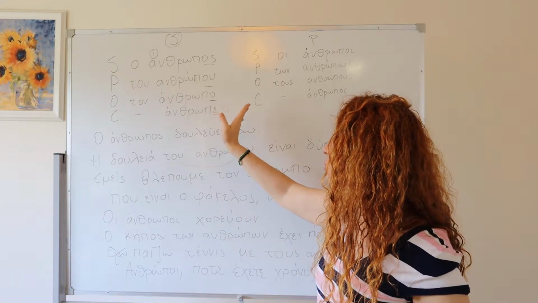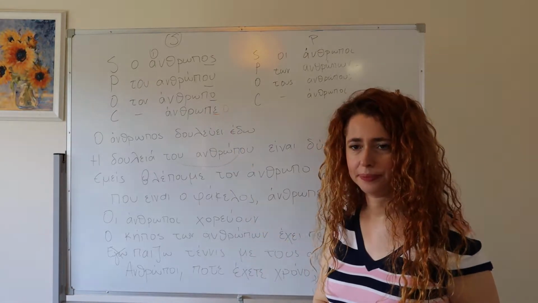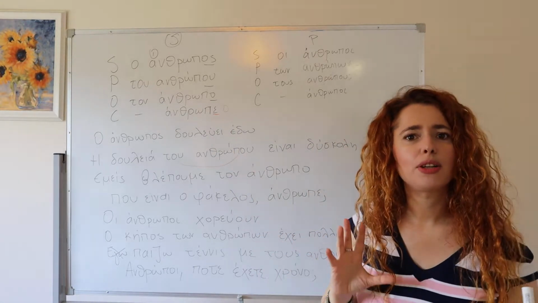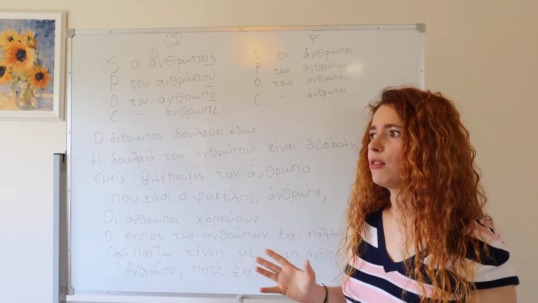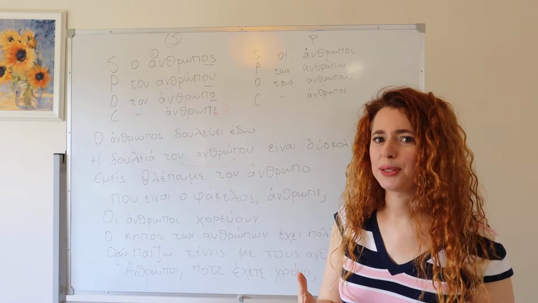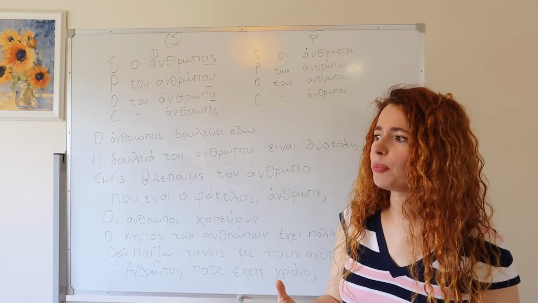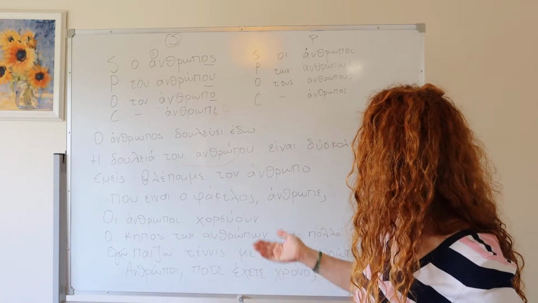And now let's go to the last one, which is the call, and it's άνθρωπε. It doesn't really matter if it's going to go at the beginning of the sentence or at the end, as long as we say άνθρωπε and we're directly talking to someone. So we would say άνθρωπε, ξέχασες τα κλειδιά σου. Man, you forgot your keys. Or human, you forgot your keys.